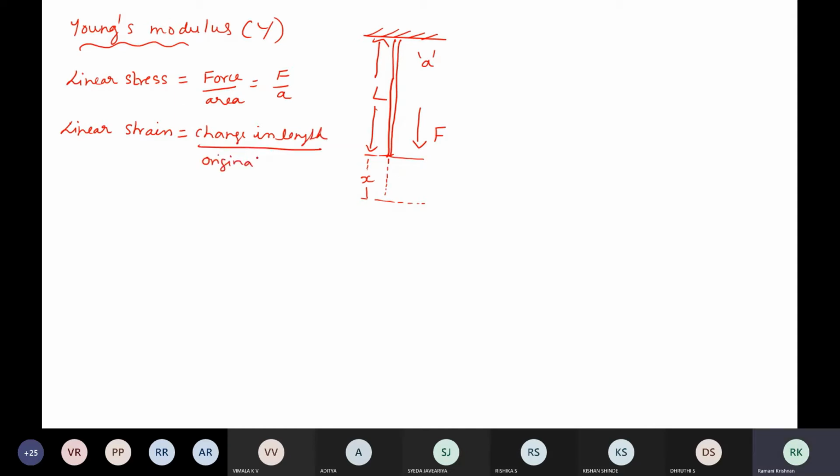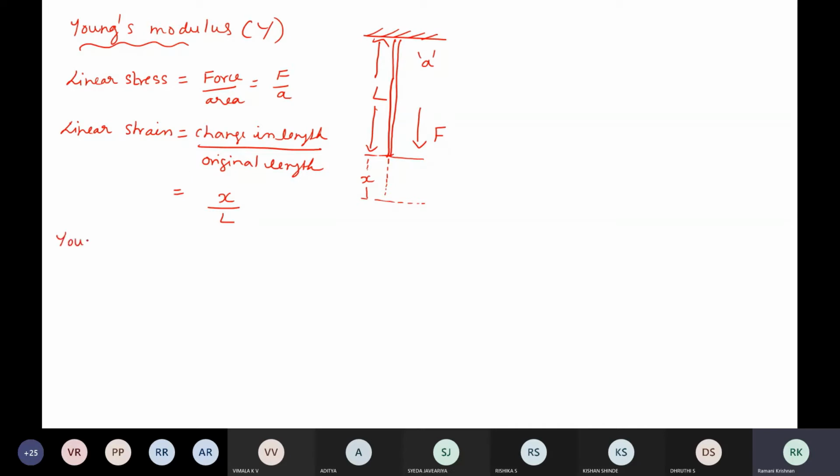Now tell me the symbols to be used. What is the change in length? The original length was L. The change in length is X. So X, the change in length, by the original length L, is the linear strain, isn't it? Now, what is Young's modulus?